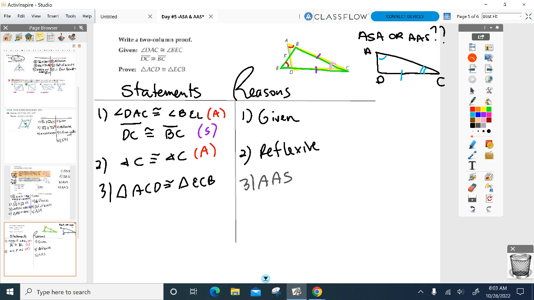Are you sure you drew that congruent line mark in the right spot? Where should it be? On the triangle, it looks like the full side is AC. No, remember, look at the given. DC was congruent to BC. Nothing mentioned AC. That's why I suggest drawing the triangle out. Okay? Any other questions?